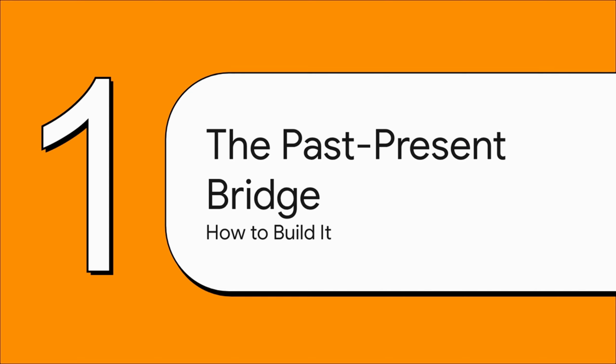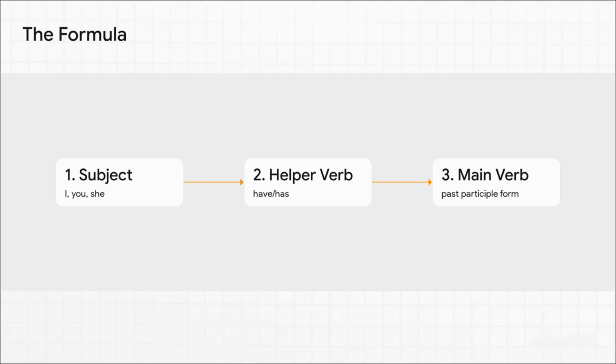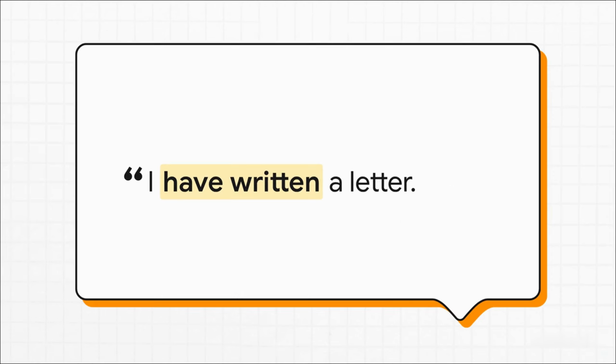So if we're going to use this amazing bridge, first things first, we need to know how to build it. And the good news is the construction is actually super straightforward. It's just a simple 3-part formula, seriously. First, you grab your subject, like I, you, or she. Then you add a little helper verb, which is always going to be have or has. And finally, you pop in the main verb, but in its past participle form, words like seen, eaten, or written. So subject, helper verb, main verb. That's the whole blueprint. Let's see how that looks in the real world.